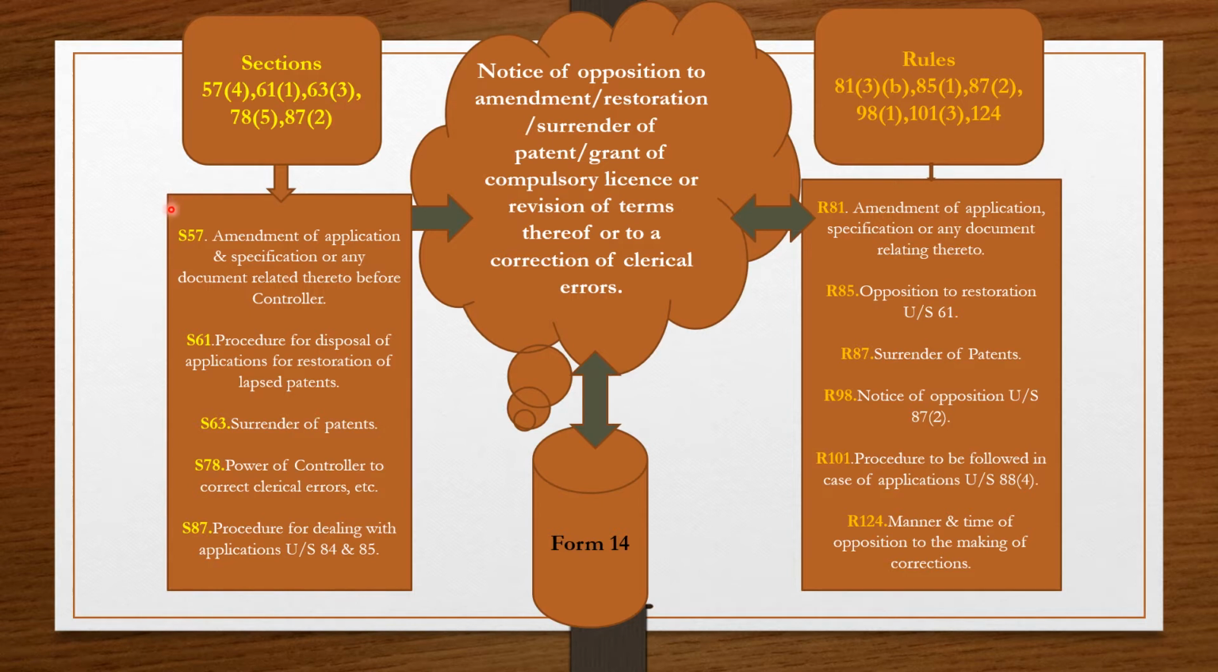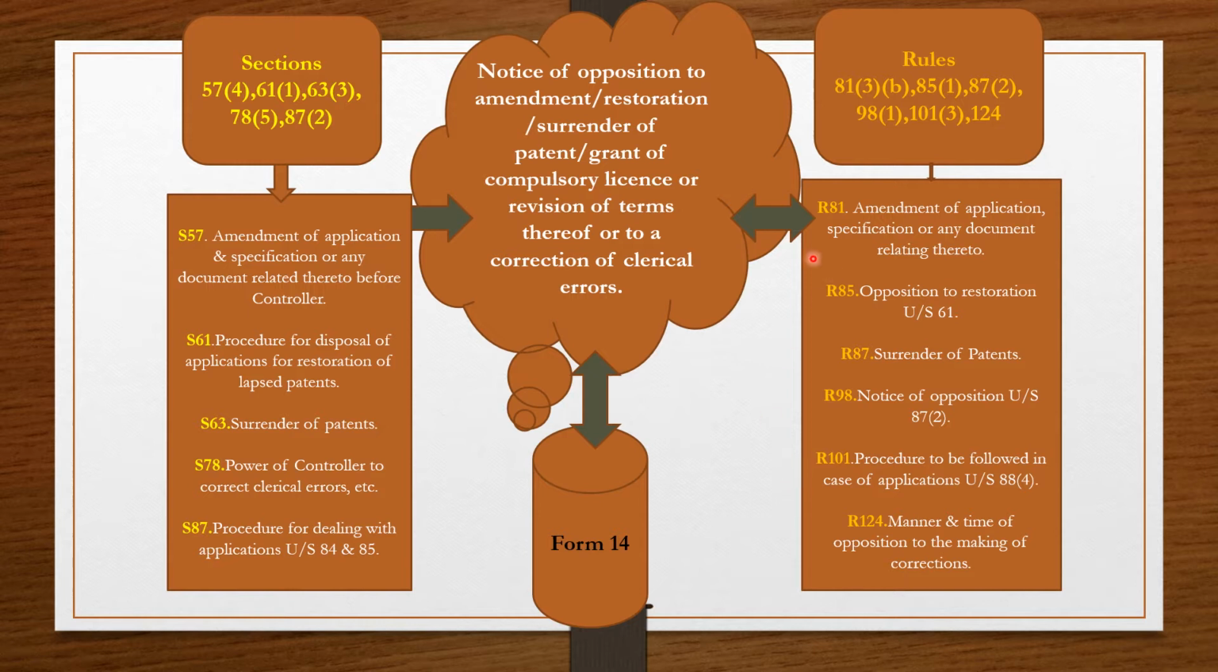Let us briefly describe the related sections. Section 57 says amendment of application and specification or any document related thereto before the controller. Section 61 is procedure for disposal of applications for restoration of lapsed patents. Section 63 is surrender of patents, and the title of section 78 is power of controller to correct clerical errors, etc. Section 87, procedure for dealing with applications under section 84 and 85.